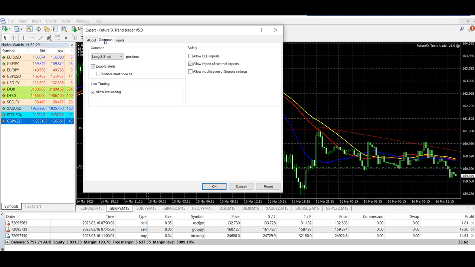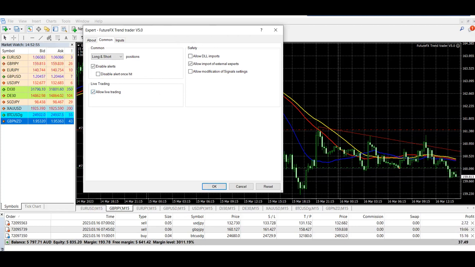Just quickly on the common tab here. You don't need anything checked except for allow live trading. If you want to have alerts, have that ticked, but you don't need anything over here ticked at all. Those two are ticked by default. You just need to make sure allow live trading is ticked, and that's it.